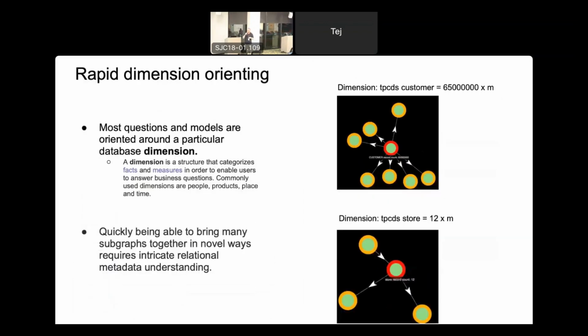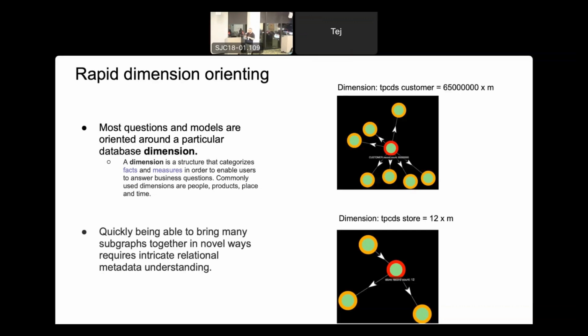One thing this really allows is, most problems are oriented around a particular database dimension. So a dimension would be a person, a customer, a store, whatever real world thing that your data models. And most problems center around a particular one of those dimensions. So the problem is, how do you rapidly create different shaped data structures for ML models and analytics? And by leveraging Kurve's relational context, you can quickly see what the local neighborhoods relative to any given dimension are.